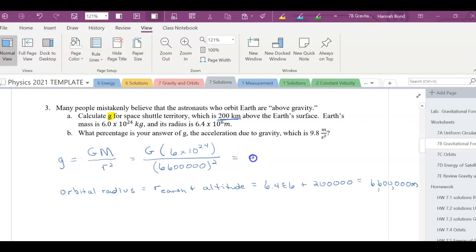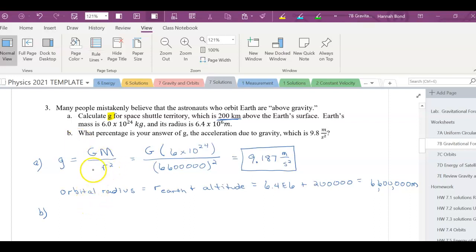And so we get 9.187 meters per second squared. So it's not zero at all. In fact, you may be surprised at how big a percentage it is of the acceleration due to gravity near the surface of the Earth, which is 9.8.